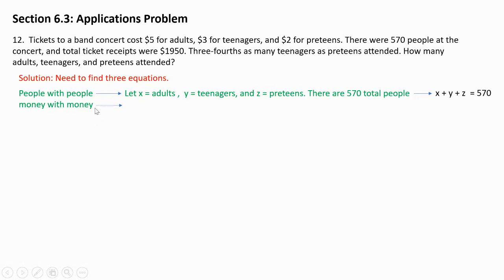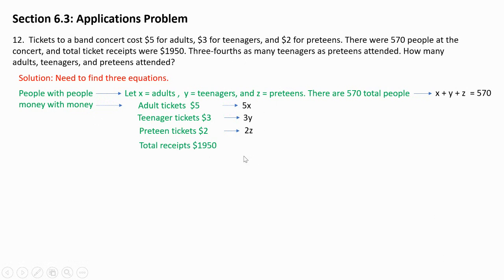Now let's do the money with money. So adults cost $5, so it's going to be 5x. And then y represents teenagers, so we have $3 for teenager tickets, so that's going to be 3y. Then we have $2 for preteens, and z represents preteens, so it's going to be 2z. And the total revenue, or the total money, was 1,150. So we have equation number 2, which will be 5x plus 3y plus 2z equals 1,150.